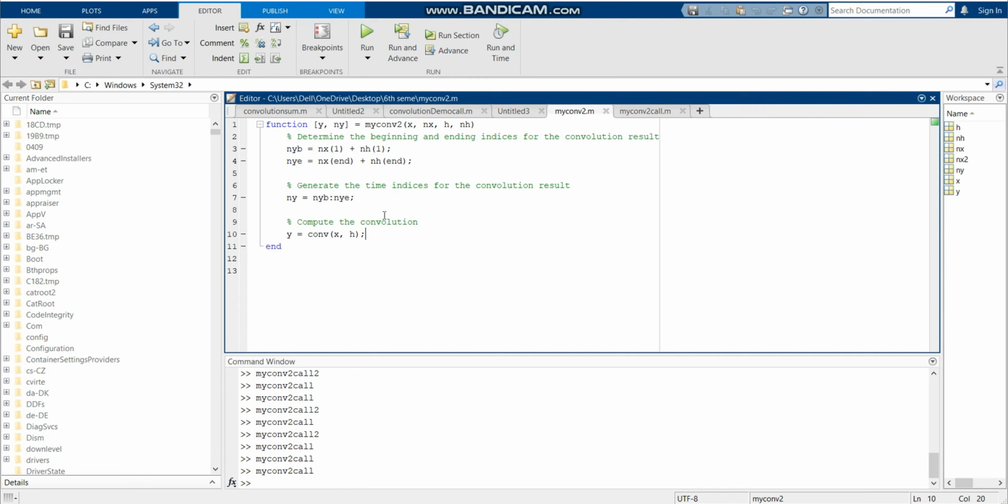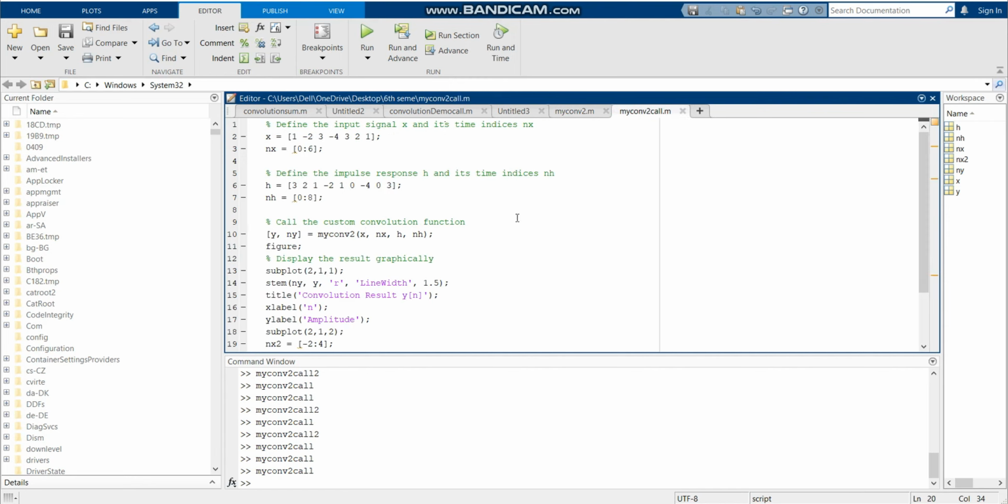In the calling section, the MATLAB script demonstrates the convolution of an input signal x with an impulse response h using a custom function myconv2. In the first part, x is defined as 1 minus 2 3 minus 4 3 2 1 with corresponding time indices n of x ranging from 0 to 6, and h is defined as 3 2 1 minus 2 1 0 minus 4 0 3 with time indices nh ranging from 0 to 8. The custom convolution function myconv2 is then called to compute the convolution of x and h resulting in y and ny.